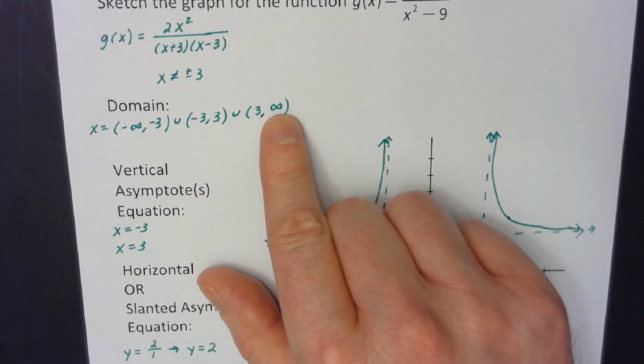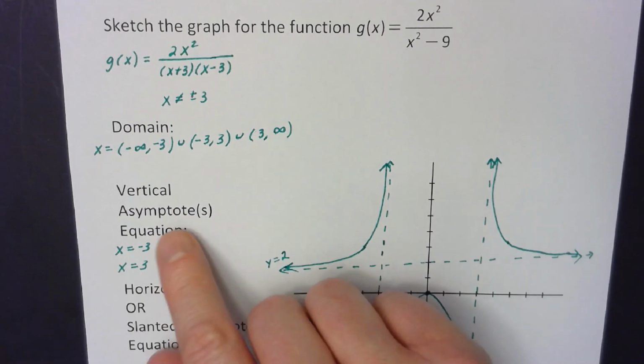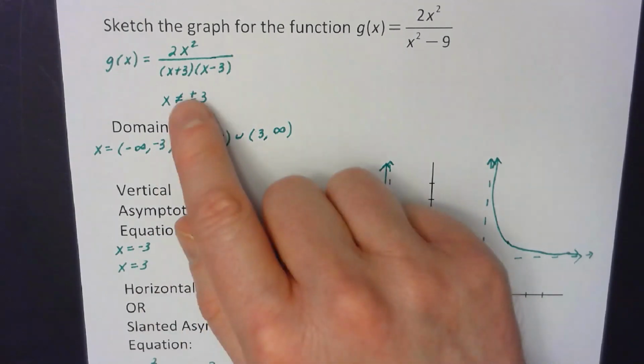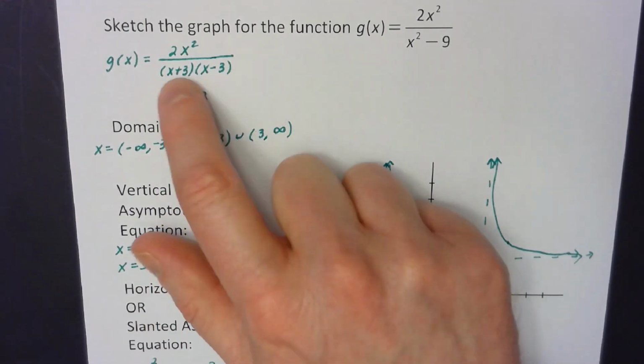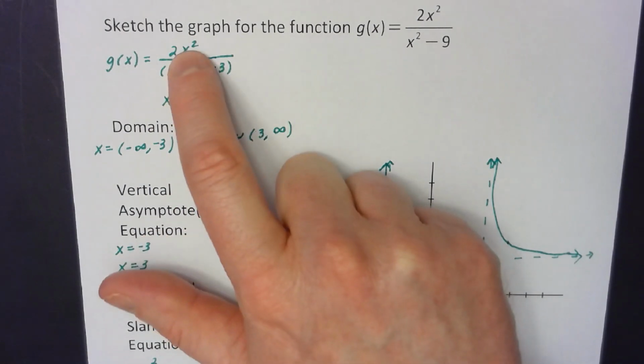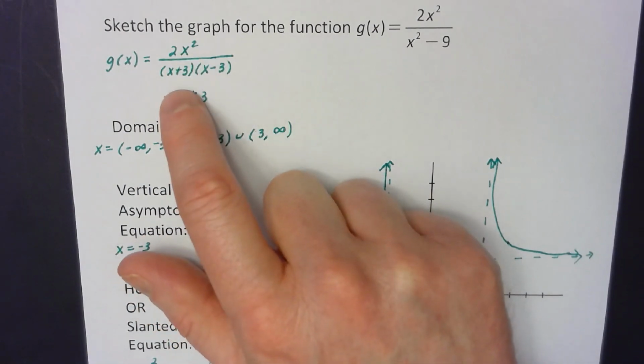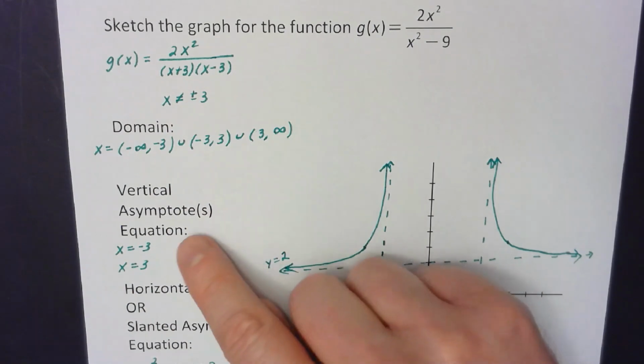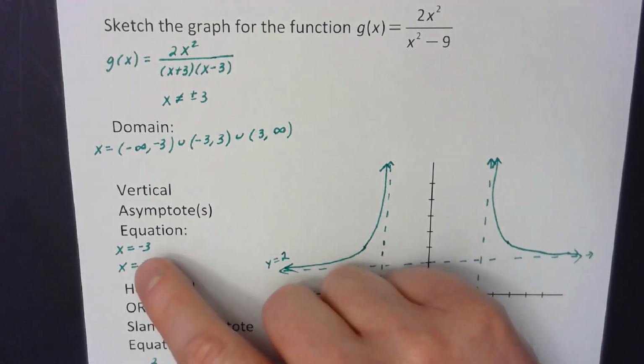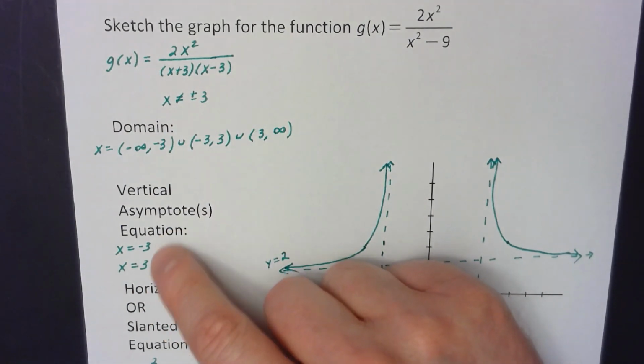Now, I know the vertical asymptotes, since neither of these factors that cause the domain restriction, you can't cancel out either one of them algebraically. So I know that they both do lead to vertical asymptotes. I'll have a vertical asymptote at negative 3. I'll have a vertical asymptote at 3.